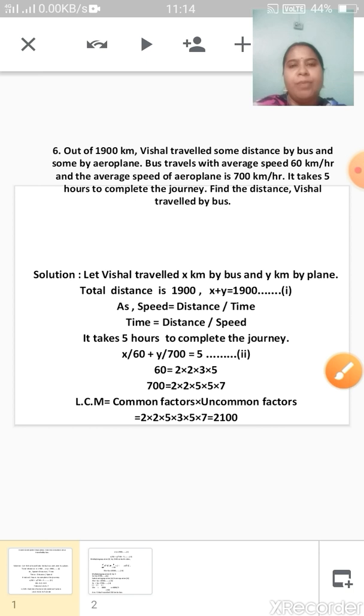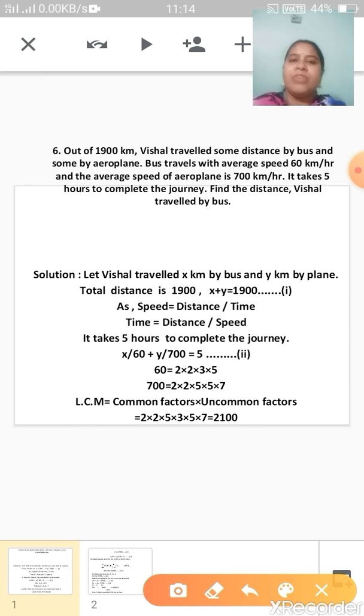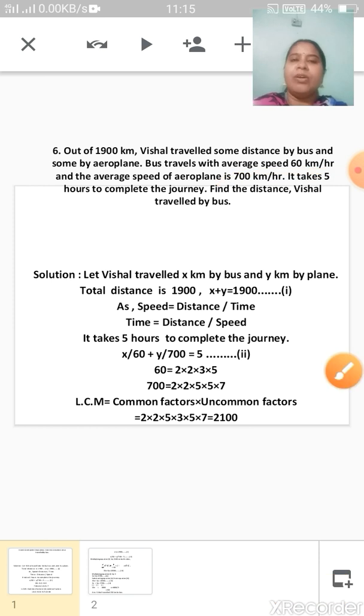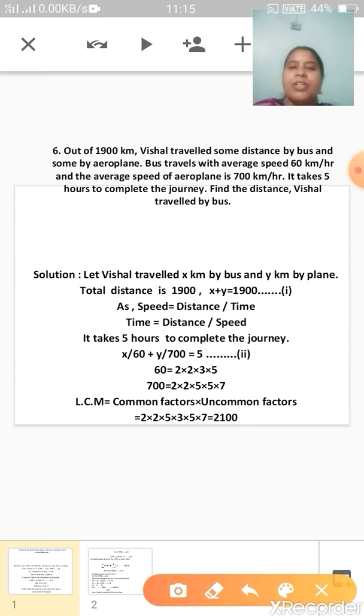Now for equation number 2, I have written the question also here. Let us read the question. Bus travels with an average speed of 60 km per hour and aeroplane travels with a speed of 700 km per hour, and it takes 5 hours to complete the journey. Now as I told you, we have got something related to speed, distance and time. The basic formula which I hope everybody must be knowing is speed is equal to distance upon time.